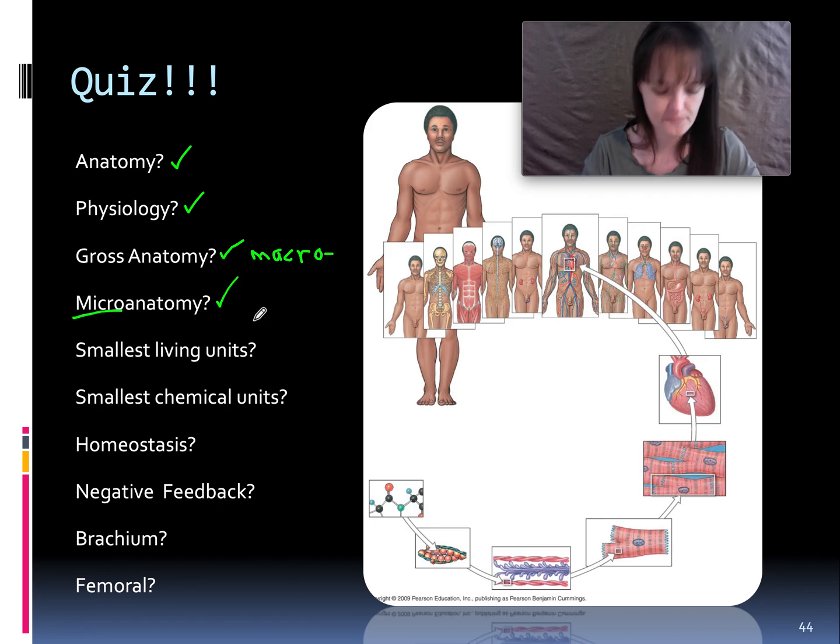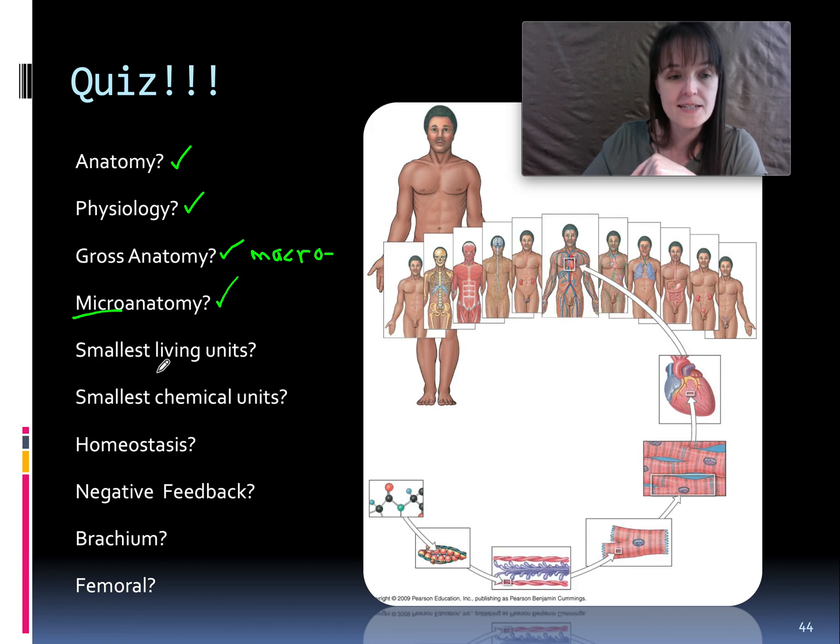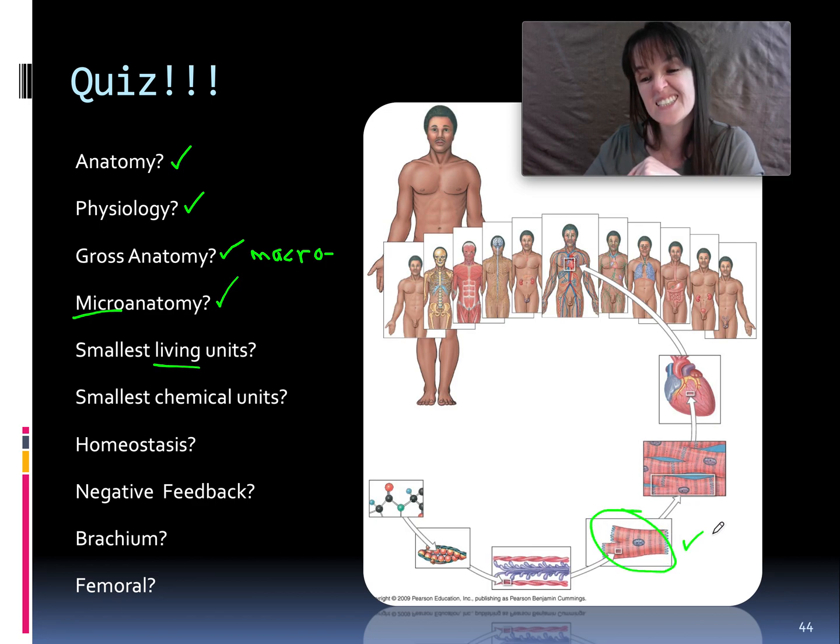Okay. All right. Okay, so the smallest living units, and there's a different order than we've been saying, the smallest living units are cells. The smallest chemical units are atoms. And that's not Adam, A-D-A-M, but A-T-O-M, like atomic.